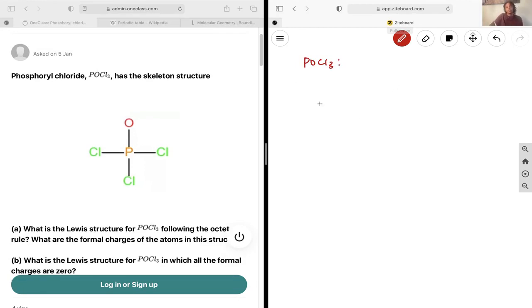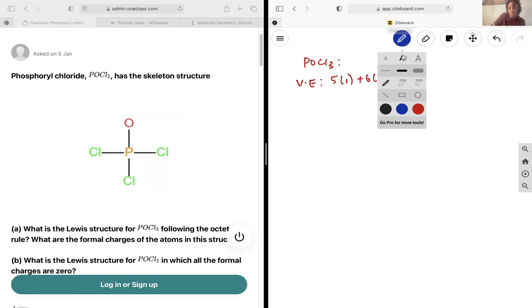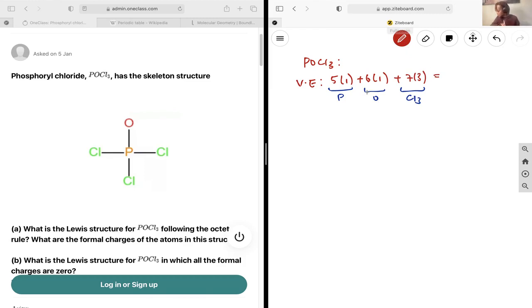So as usual, we're going to want to start with our valence electrons. We're going to have 5 from the phosphorus by 1 because there's only 1, 6 by 1 because of the oxygen, and 7 by 3 because of the chlorine. You can go ahead and label this. This is POCl3. And this is actually going to give us 21 plus 11, so 32 electrons. So we have 32 electrons to play with.